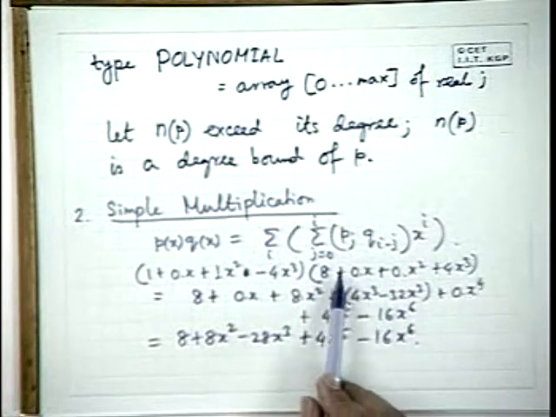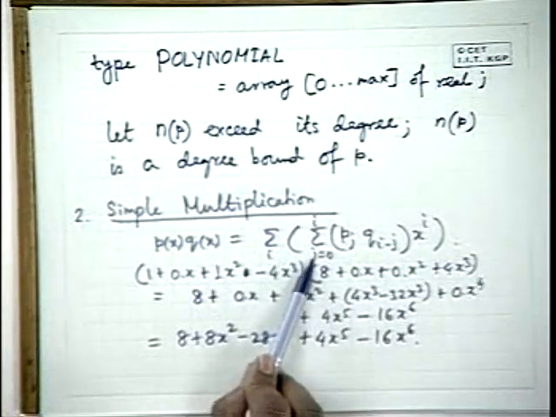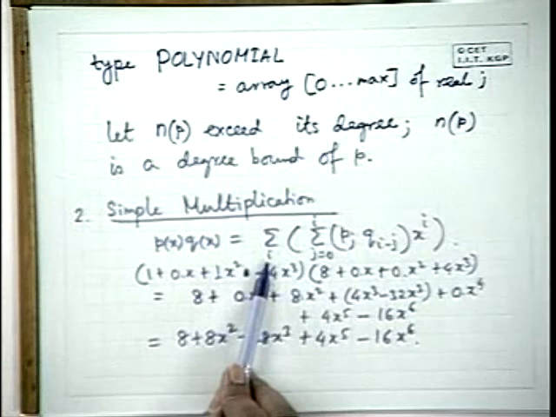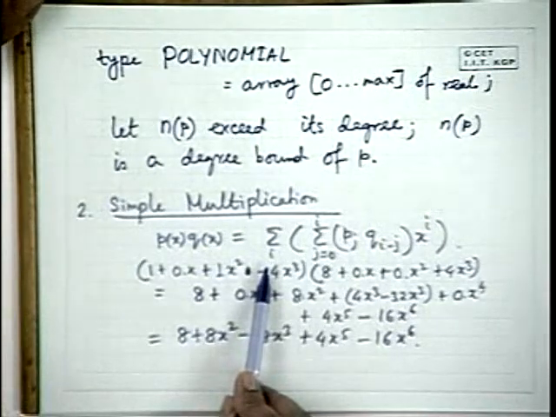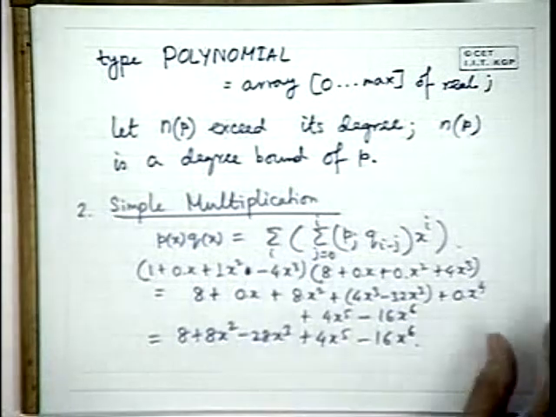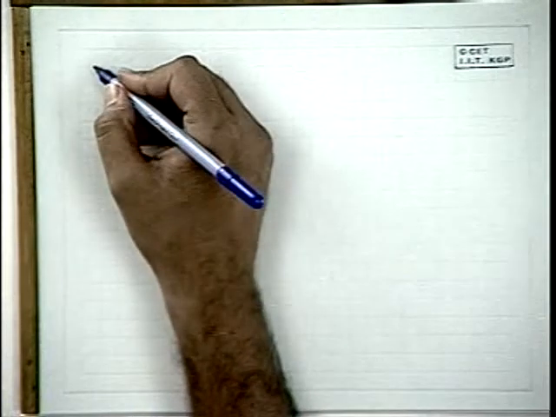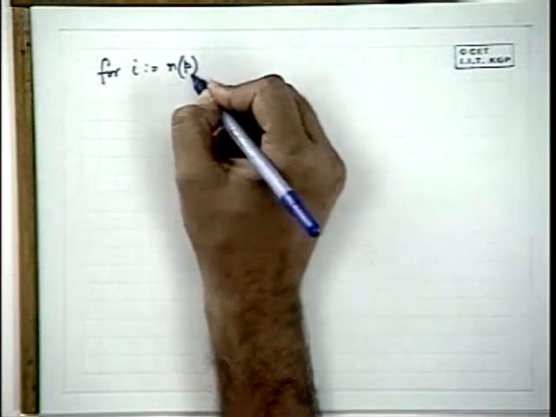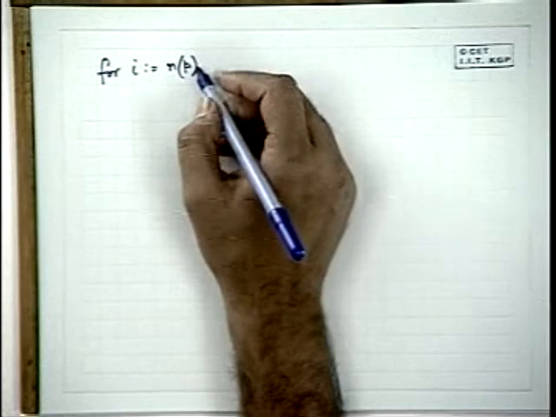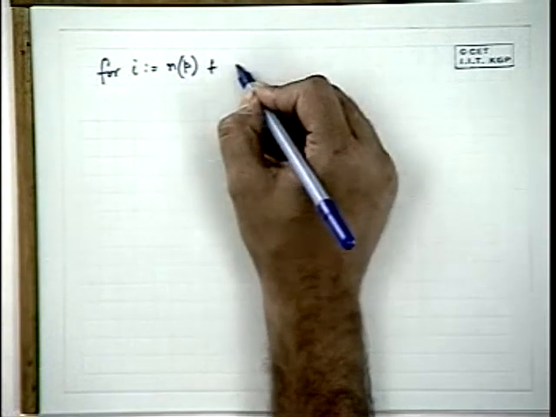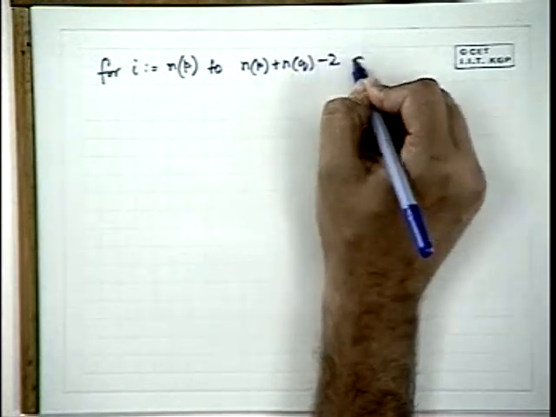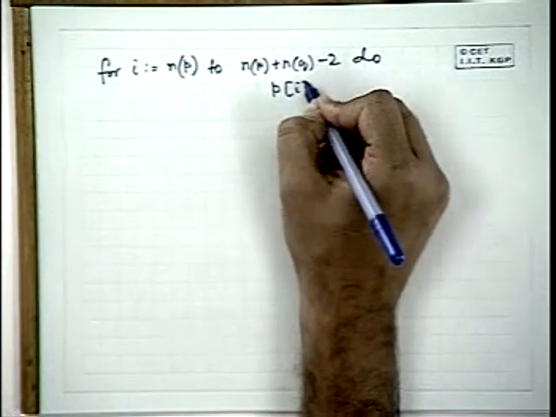Just to tell you how this is proceeding. Basically, you are running over one index j, and within another loop which is going over i. There should be 2 loops. So, if I write the algorithm now, I am going to write this algorithm for the multiplication. So, for i equal to np, remember the degree bound of P is np, to np plus nq minus 2, I will tell you why we are doing it, Pi is equal to 0.